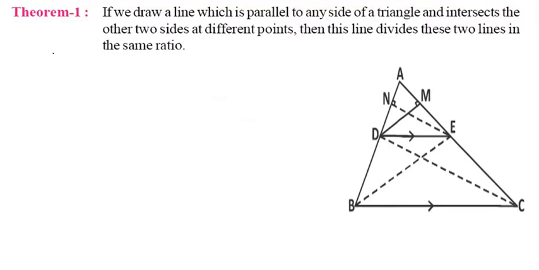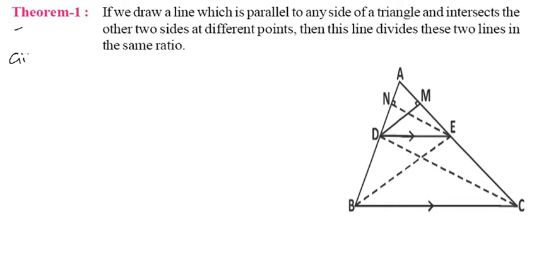Now come to this theorem. It is a theorem for the next exercise. If we draw a line parallel to a side, inside the triangle, which intersects the other two sides at different points, then this line divides these two sides in the same ratio.